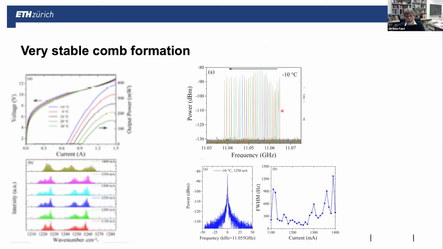But what is very important is now we see that the beat tone is very, very pure and also can be tuned over the whole temperature range and the whole current range, remaining very pure. You see that we have more than 40 dB of signal over noise and that the line width remains between 1100 and 1400 milliamps. The line width remains very narrow.